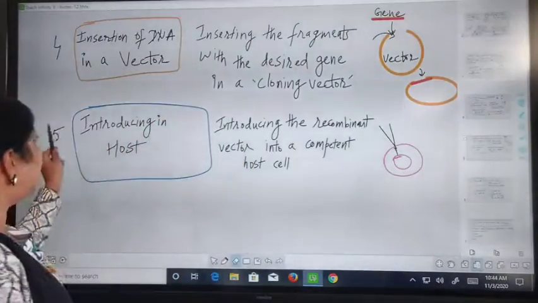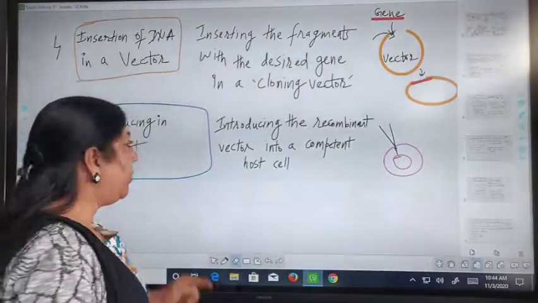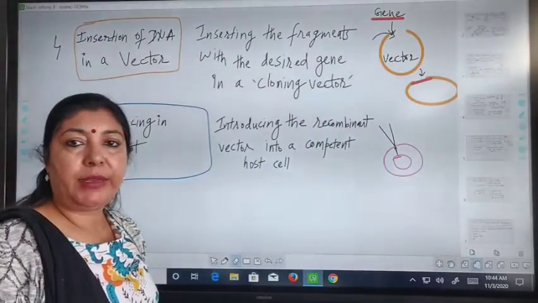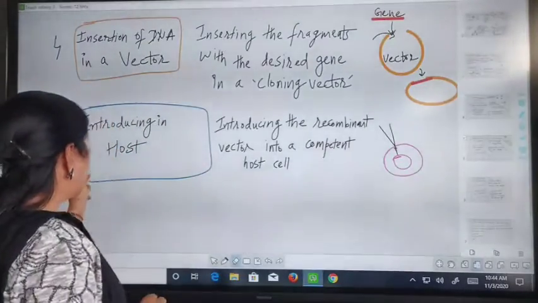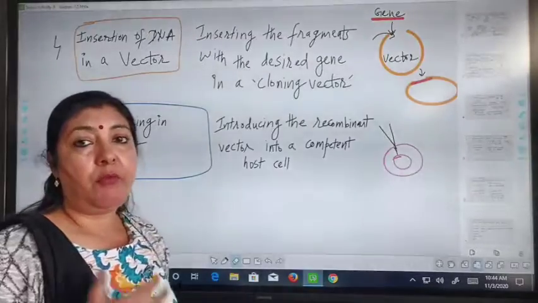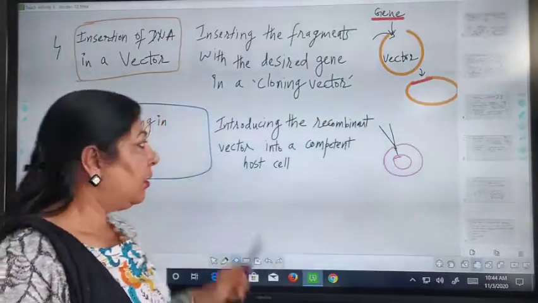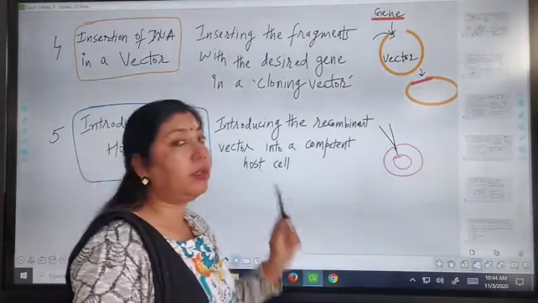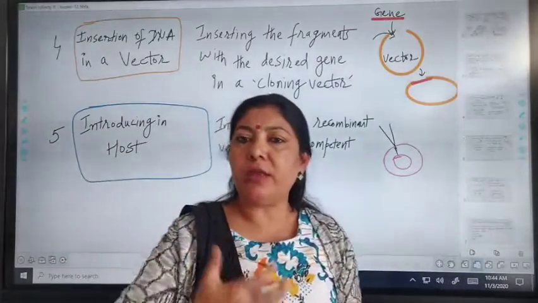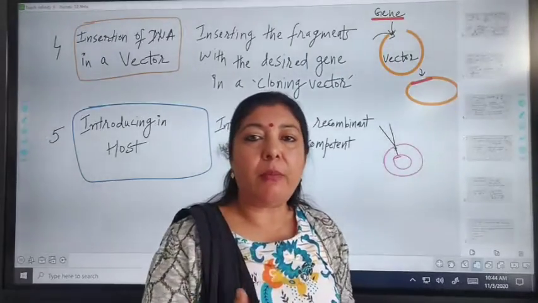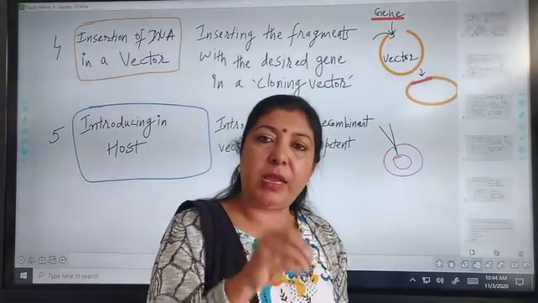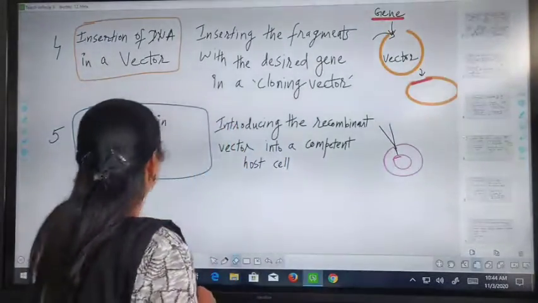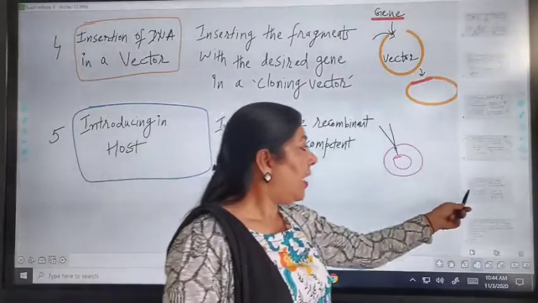Now we come to step number 5. Step number 5 is introducing this recombinant vector into a host where we want to use it. So, introducing the recombinant vector into a competent host cell. There are again various techniques used by which that recombinant DNA is put into the host. We will study the details of it. So this was step number 5.